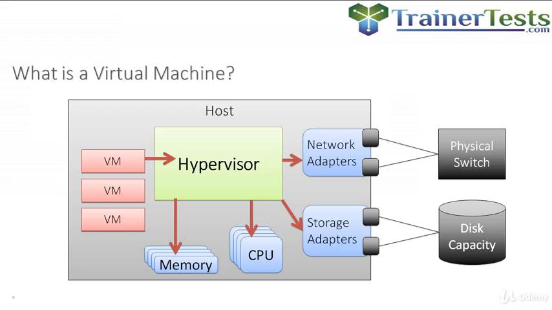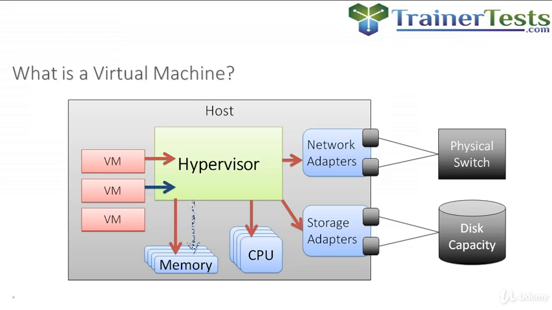But what's happening is the hypervisor is actually the thing that's in control of those physical resources. The hypervisor has direct access to the physical hardware, and it's controlling which virtual machines get access to how much memory. How much physical CPU access do they get? And how do they access their network and storage adapters?